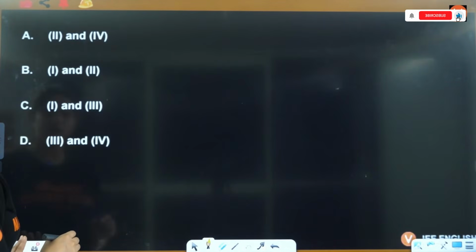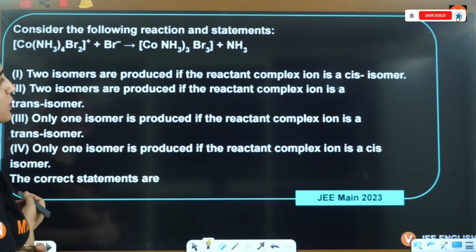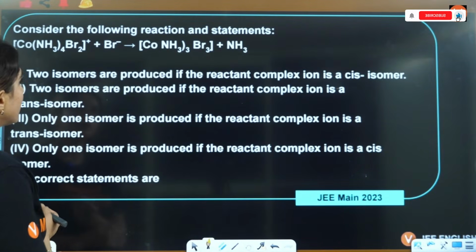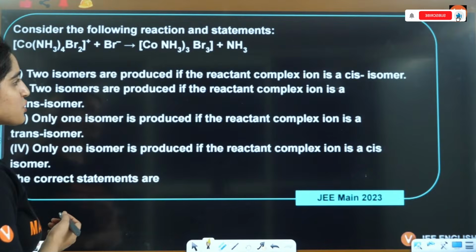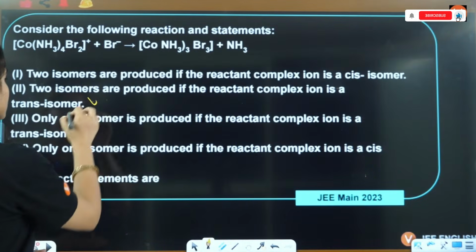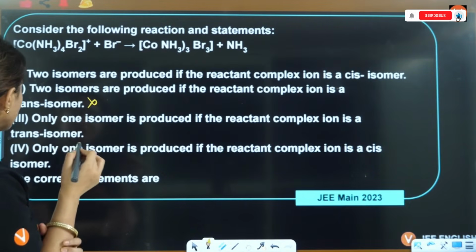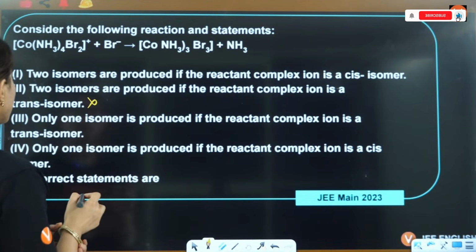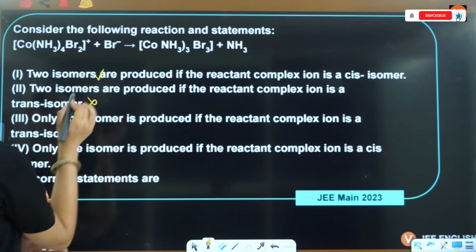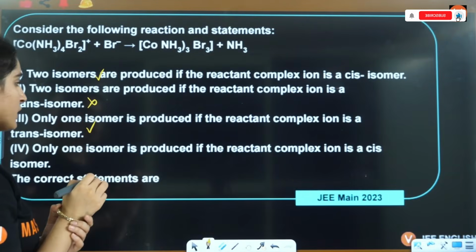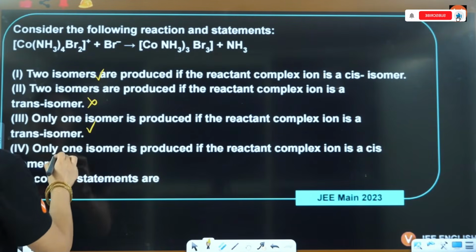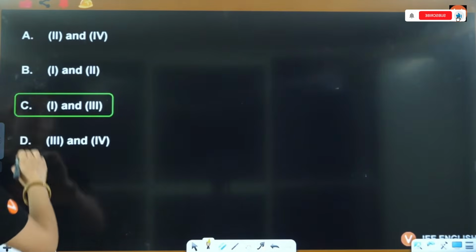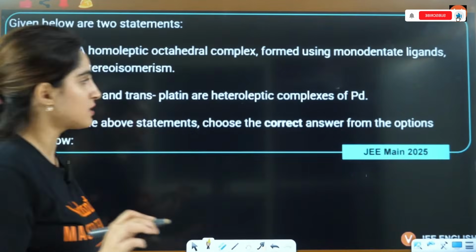Two isomers are produced if the reactant complex is the cis isomer. Yes. Two isomers are produced if the reactant is the trans isomer. That is incorrect, since they are asking only for the correct statement. Only one isomer is produced if it is the trans isomer. That is correct. Only one isomer is produced if the reactant is the cis isomer. That is also incorrect. So 1 and 3 are correct, and the answer will be C.